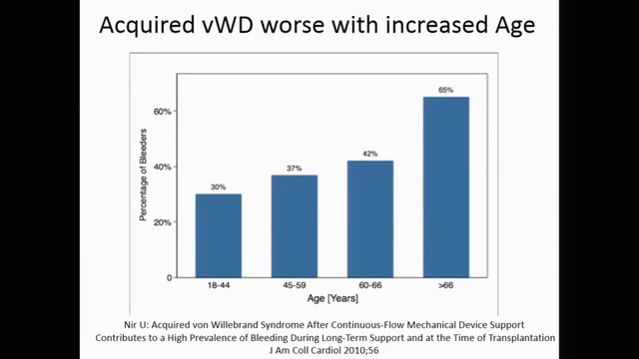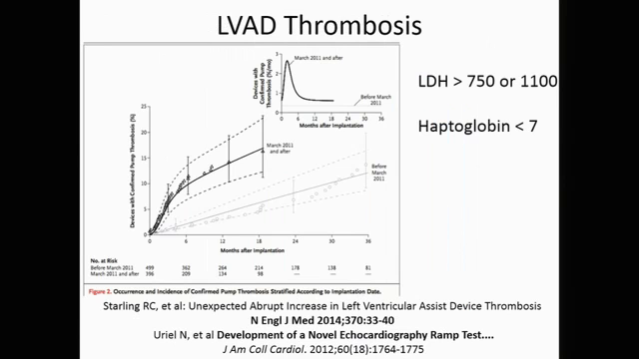Advanced age is associated with a significantly increased risk of von Willebrand's disease. So if you drop LVADs into young people, the rate of acquired von Willebrand's disease is about 30%. If you drop them in the older than 65 population, which is now the majority of patients getting these devices, 60–70% of these patients will have acquired von Willebrand's disease. In spite of the fact that they acquire von Willebrand's disease, there's actually a propensity to clot these devices.